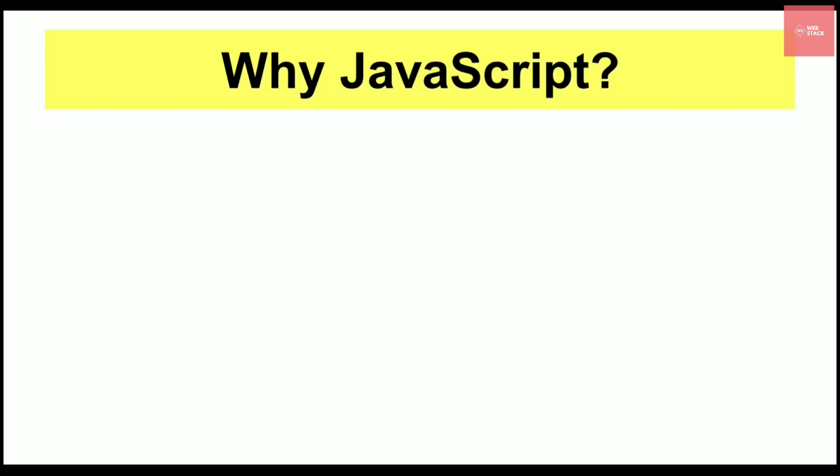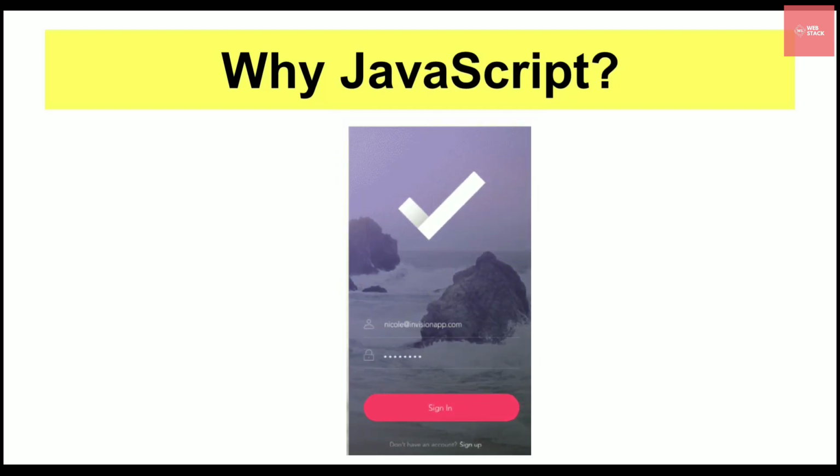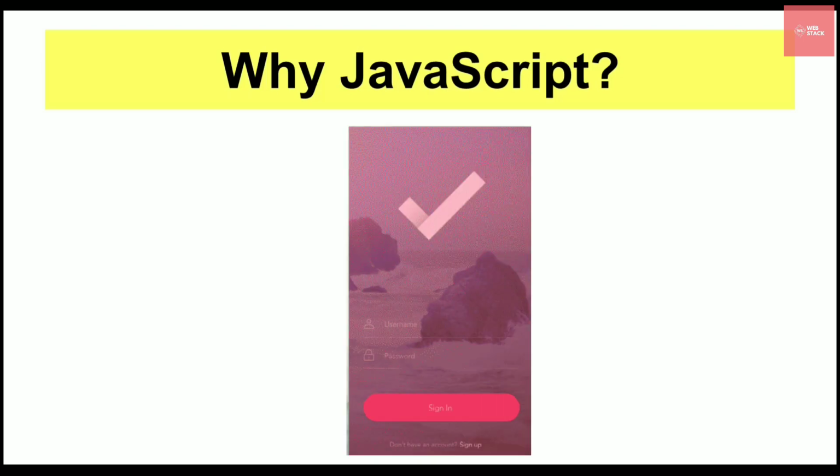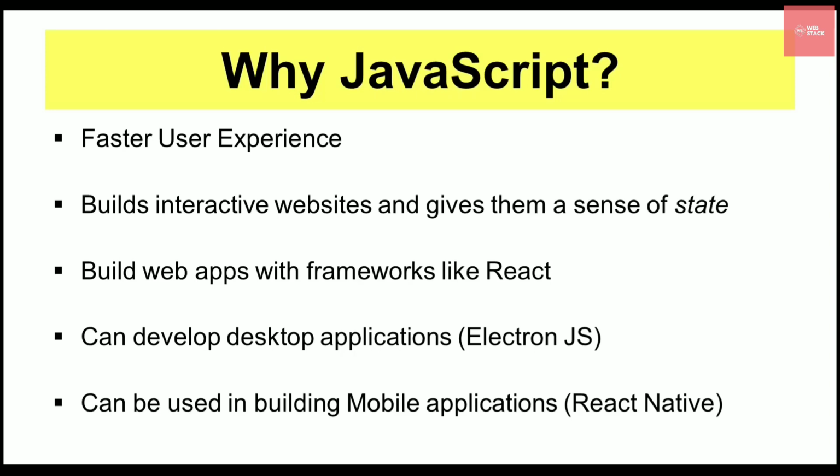I'll give you one more example. Let's consider a user is logged in. A profile picture will be displayed instead of the login button. That is another example of state. That is where JavaScript comes into the picture, and it's pretty cool in that sense.